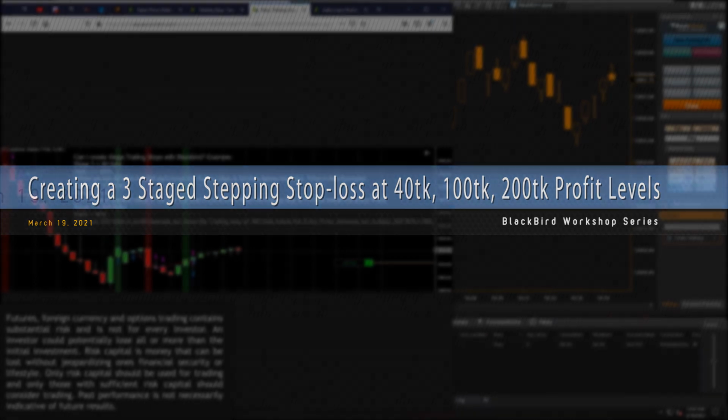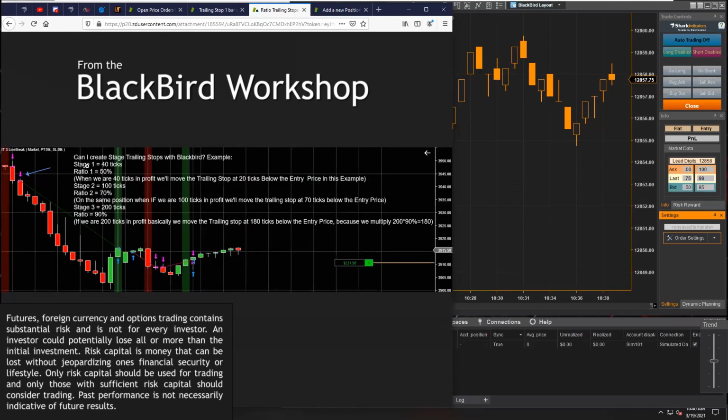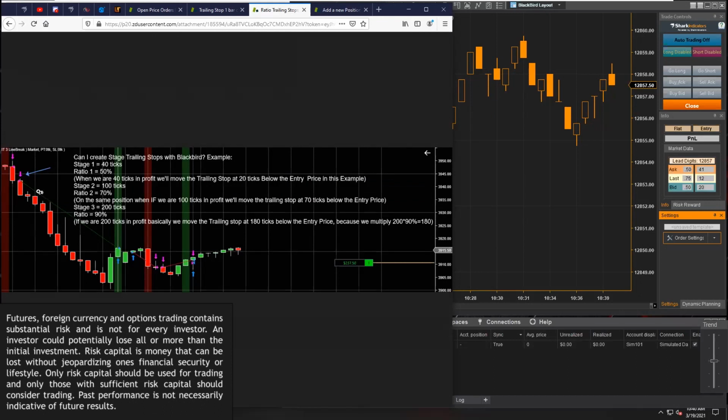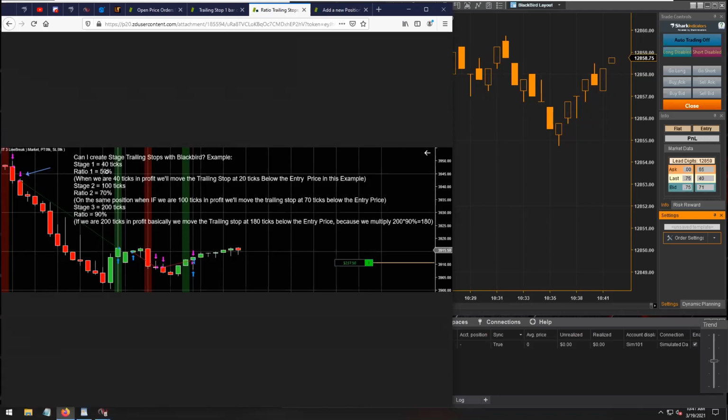All right, so this next one is about staging or tiering your stop loss trailing, right? Essentially, the more profit your trade is making, the tighter your stop loss will get. So for stage one, when there's 40 ticks of profit achieved, then George would like to set the trailing to 50%. Now, both BlackBird and Bloodhound don't have percentage abilities because when you're doing a percentage, it's always on something different.